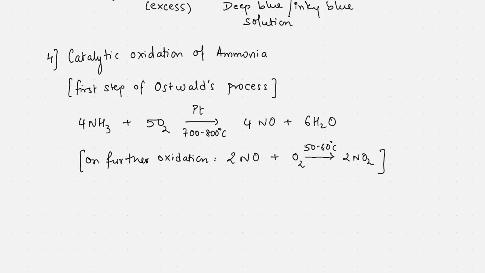So, next property is catalytic oxidation of ammonia. Now, when ammonia is oxidized in presence of the catalyst platinum at a temperature of 700 to 800 degrees Celsius, we get a colorless gas at first, which on further oxidation at a lower temperature gives you a reddish brown gas, which turns moist potassium iodide paper brown and liberates violet vapors of iodine. So this is the first step of Ostwald's process, that is the industrial method of preparation of nitric acid.